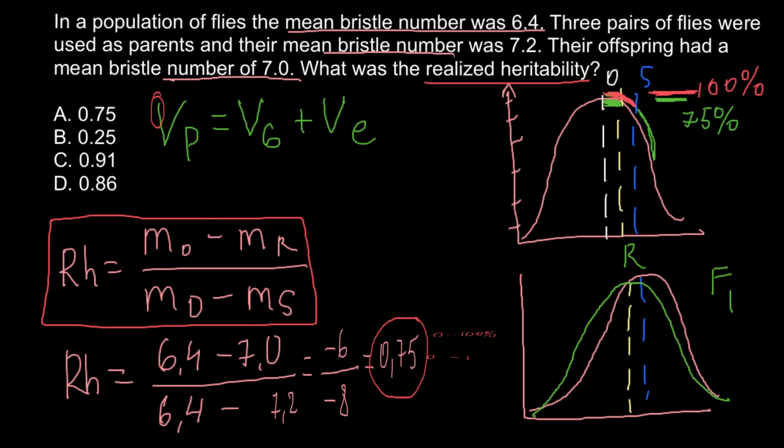One more time, the red fragment represents the potential of selection, and the green fragment represents the realization of this potential in the next generation, and we call this realized heritability.